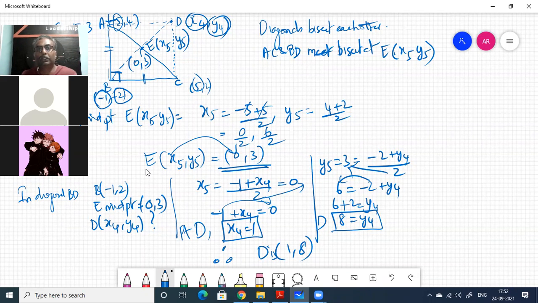Yes, uncle. Yeah. In two steps, you have to do it. First, find the midpoint of AC because you have both the values of A, -5 comma 4, and C, 5 comma 2. You can find the midpoint easily: x1 plus x2 by 2, y1 plus y2 by 2. That way you can do. Then once you got the midpoint, now you go to the other diagonal BD. In the diagonal BD, you got both B and the midpoint, 0 comma 3, now. Now you have to find out D, x4, y4.